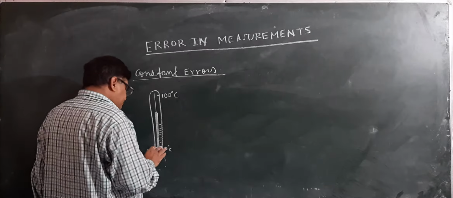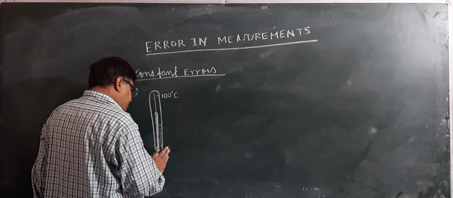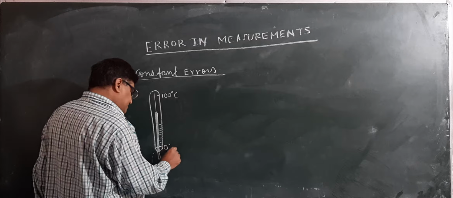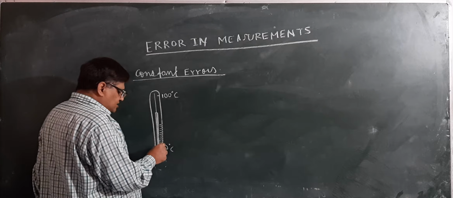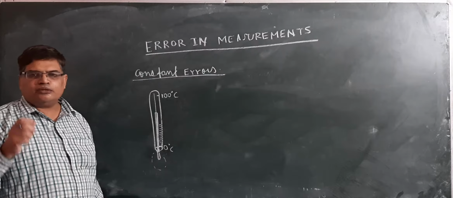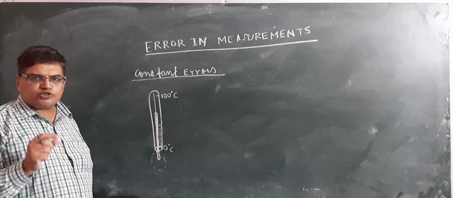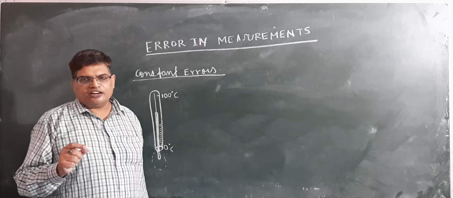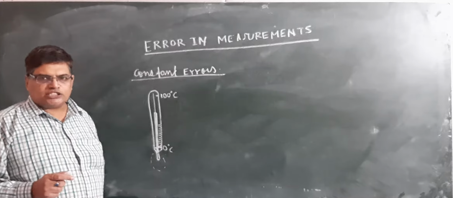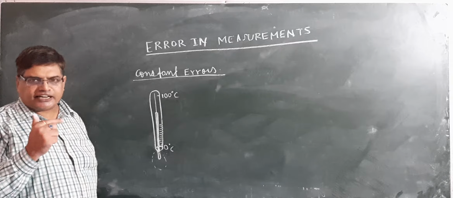But however, suppose initial marking is not correct. If the manufacturer by mistake puts 0 degree centigrade over here, because he is not able to see the level of mercury at the time of melting of ice, and 100 degree centigrade is as it is, there will be a difference in markings. It will become shorter. So if you measure temperature through this thermometer, every time you will get a difference. So this kind of errors are known as constant errors. This takes place in a particular direction.